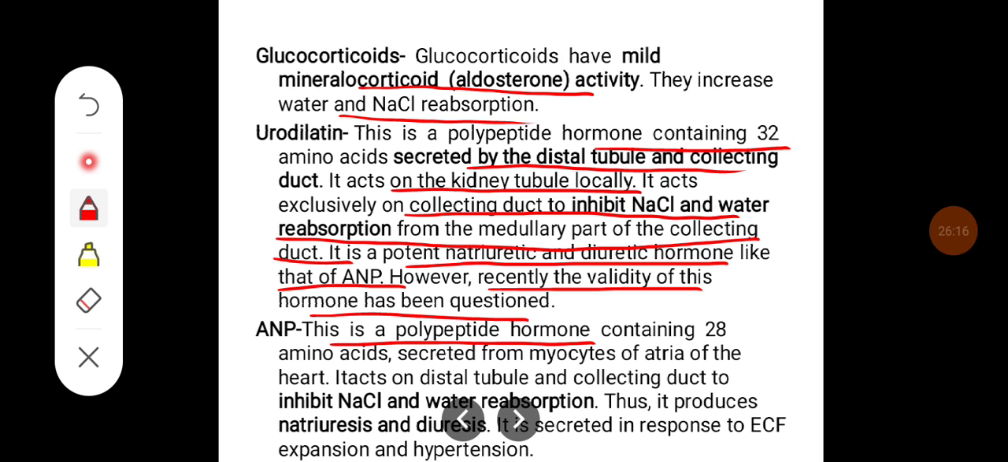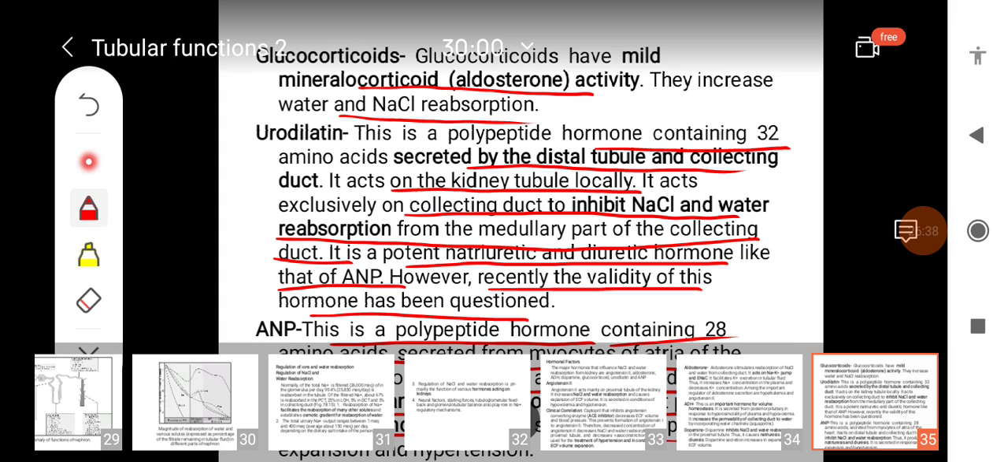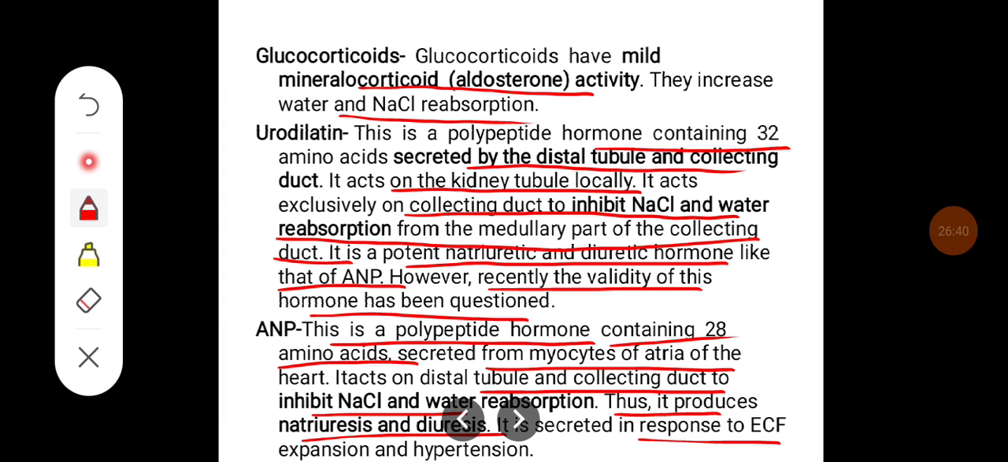Atrial natriuretic peptide is a hormone containing 28 amino acids secreted from the myocytes of the atria of the heart. It acts on the distal tubule and collecting duct to inhibit sodium chloride and water reabsorption. Thus, it produces natriuresis and diuresis. It is secreted in response to ECF expansion and hypertension.